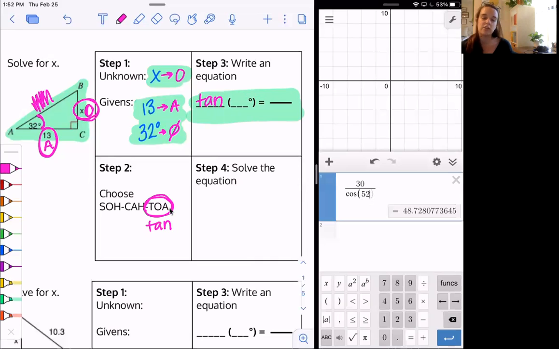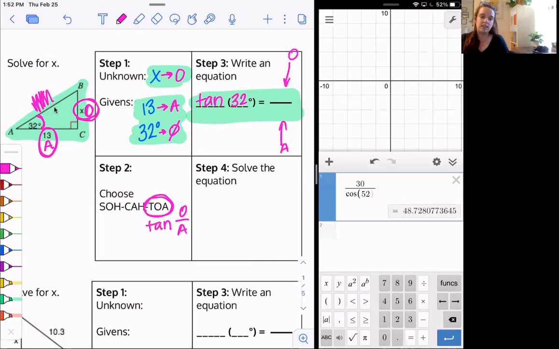What is our angle here, our theta? 32 degrees. Good job, Anthony. 32 degrees. And then tangent is what over what? It tells us right here in the order. It's O over A. So I'm going to put O right here and A right there.